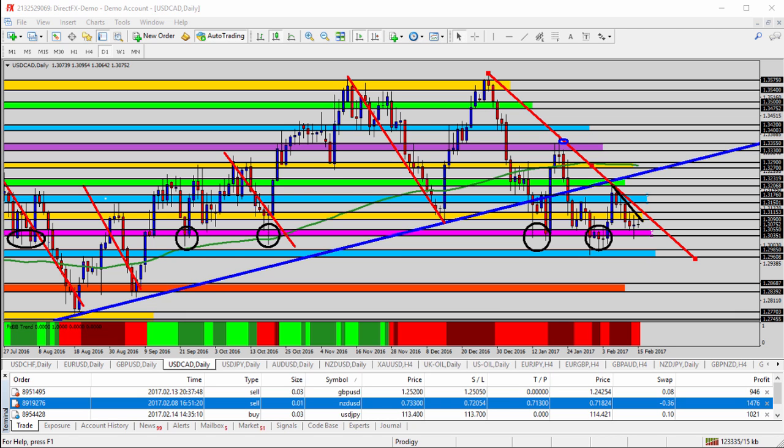Dollar yen was our trade from yesterday. 113.40 was the long position, sitting over 100 pips of profit now. So again, it would be my expectation that you are protecting profit, locking in with your stop loss, closing profit as we go along on the dollar yen.